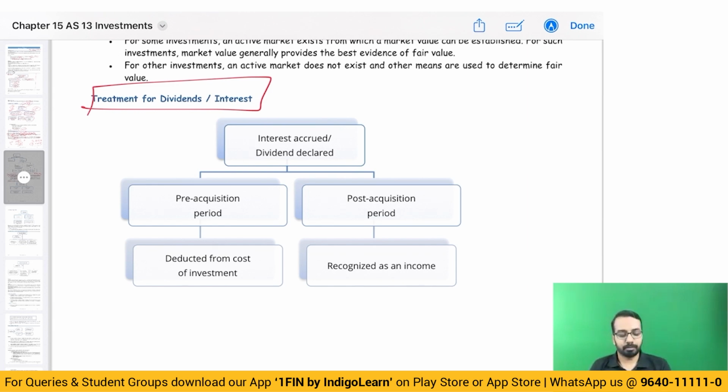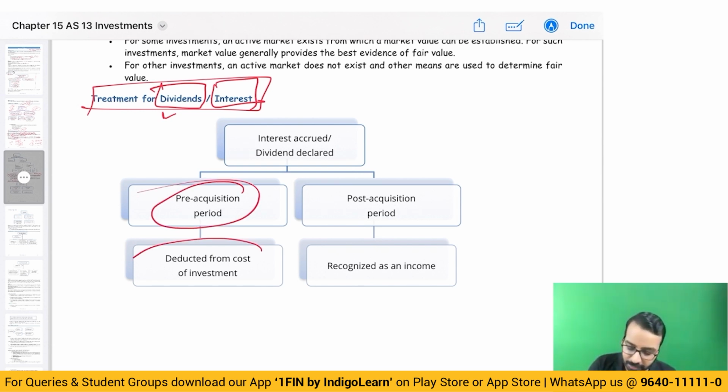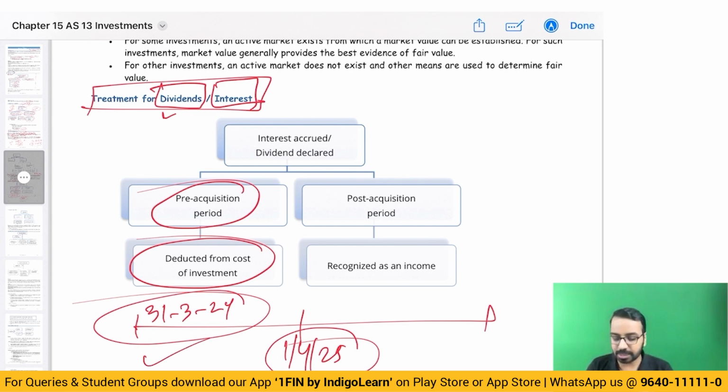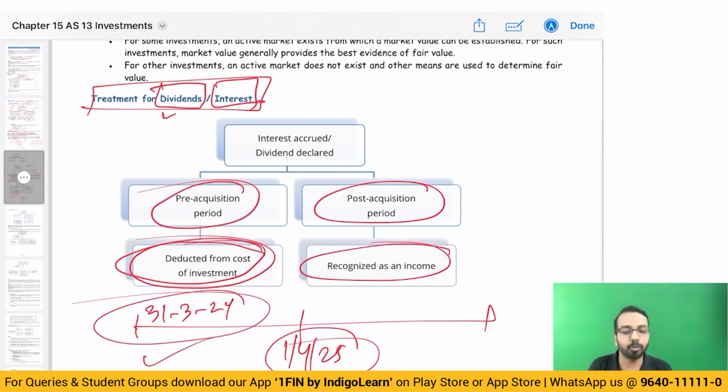Now, whenever we buy an investment, for example, I have purchased some shares or I have invested in debentures or bonds, I will receive dividend for shares and interest for other investments. Now, if this dividend pertains to the pre-acquisition period, we'll deduct it from the cost of investment. For example, I acquired something on 1st of April of 25. The company declared dividend for the year ending 31st March of 24. This is declared out of pre-acquisition profit. So if something is declared out of pre-acquisition profit, we will reduce it from the cost of investment. Whatever is for the post-acquisition period, we'll take it to P&L.